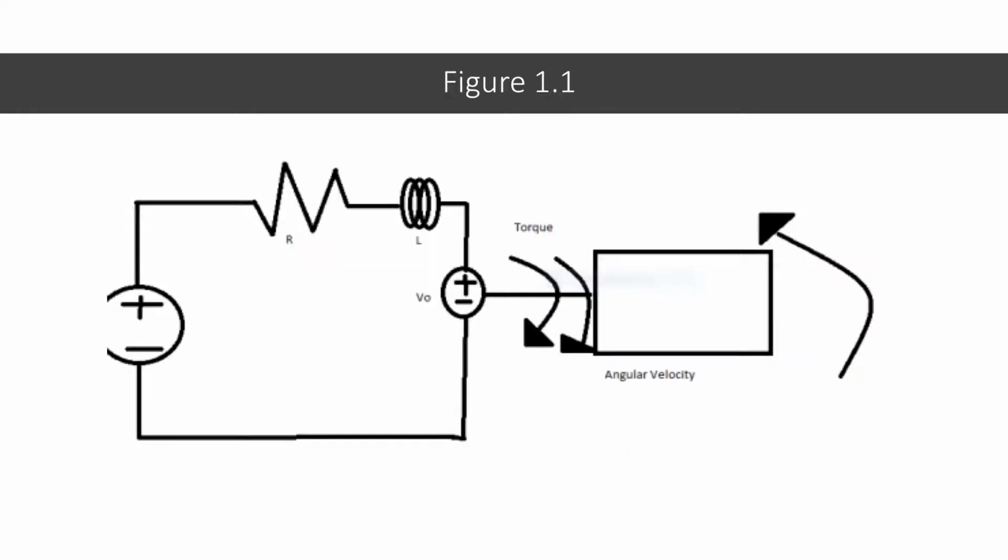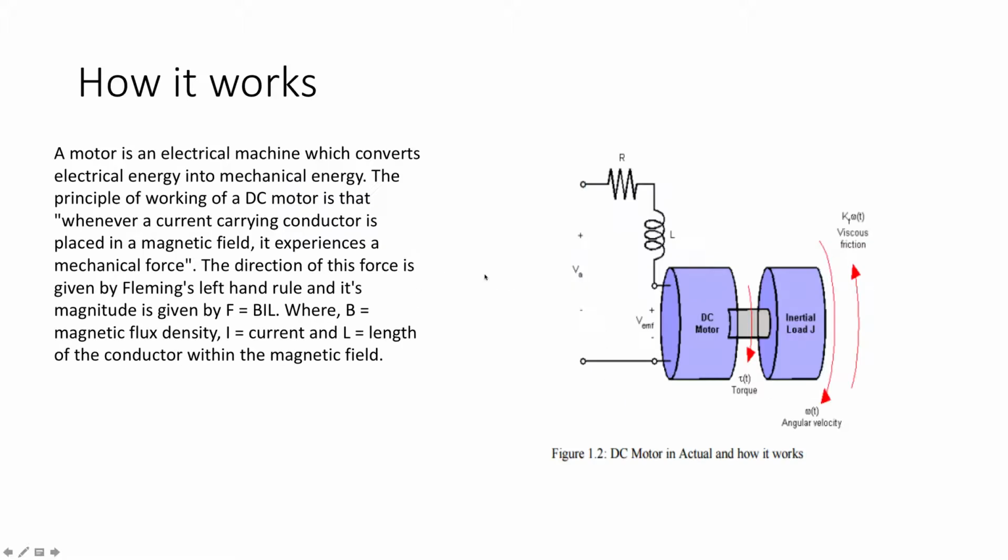That is just a small graph to show you the angular velocity here and torque over here, L, impedance R, and V naught. There's a better figure over here showing you the angular velocity, the viscous friction, torque, the impedance, resistance.